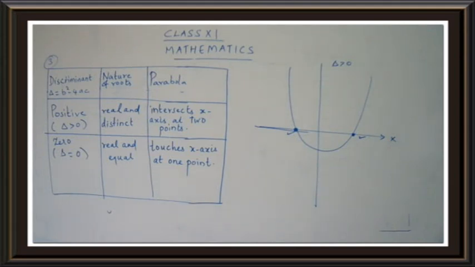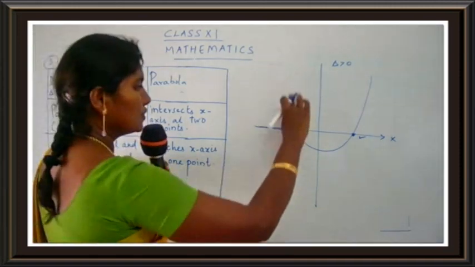Yeah, so I have just taken down 2 points. The first one was positive, real and distinct, intersects x-axis at 2 points. And when you get the value for delta as 0, the roots are real and equal. It means the parabola touches the x-axis at one point. So this was for 2 years, children.